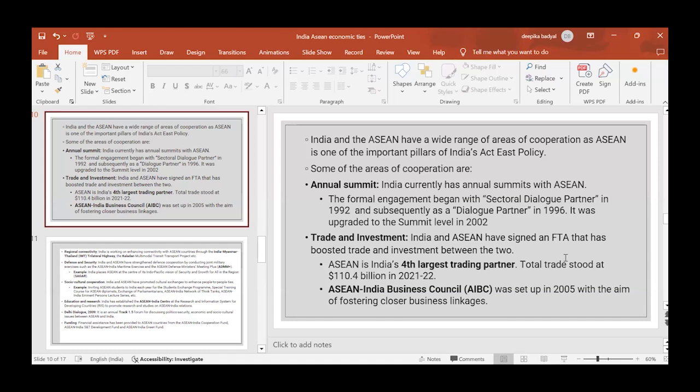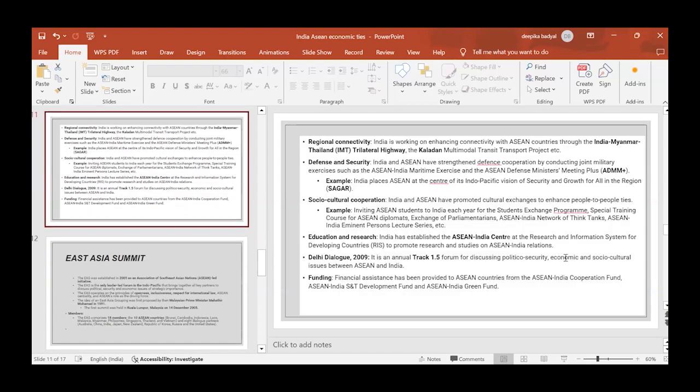India and ASEAN have also signed an FTA that has boosted trade and investment between the two. ASEAN is India's fourth largest trading partner. The India-ASEAN Business Council was also set up in 2005 with the aim of fostering closer business linkages. Regional connectivity, we talked about the India-Myanmar-Thailand IMT trilateral highway and the Kaladan multimodal transit transport project. This was one of the key factors.